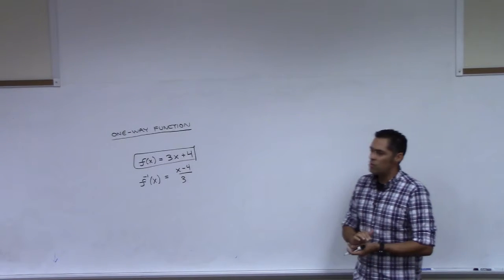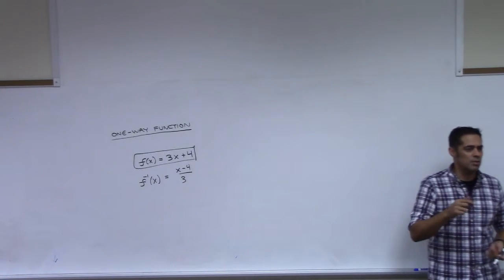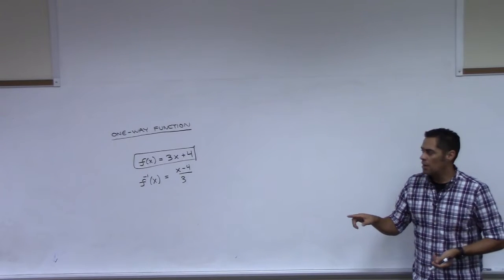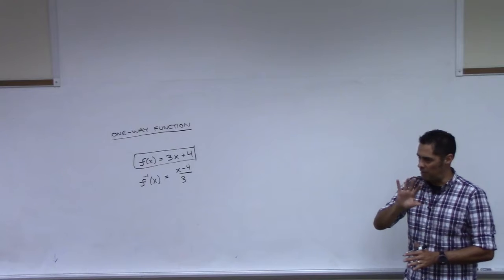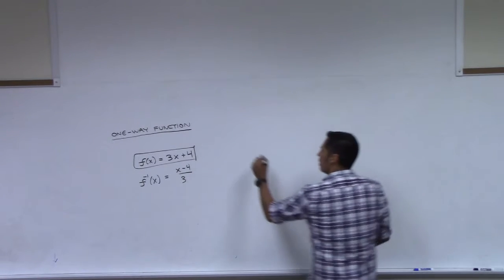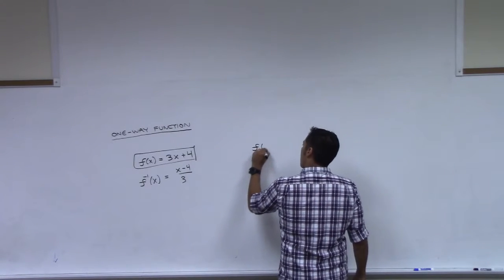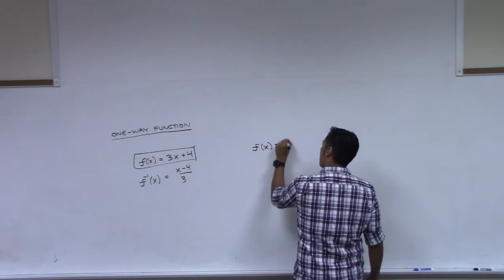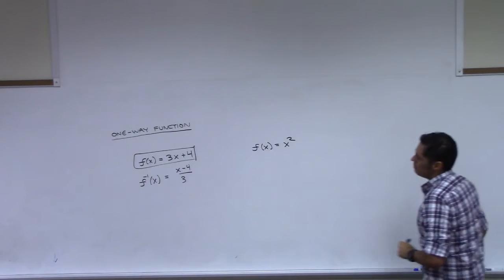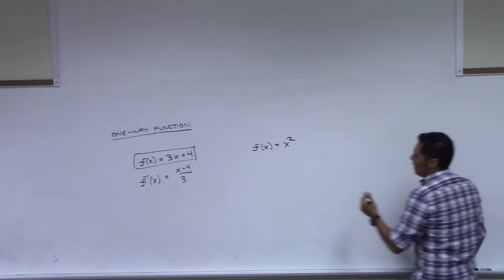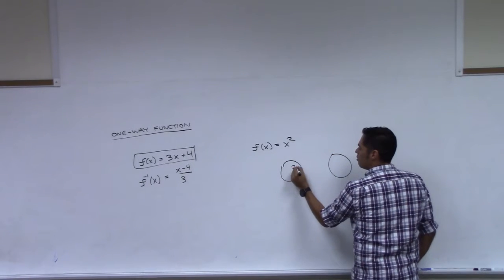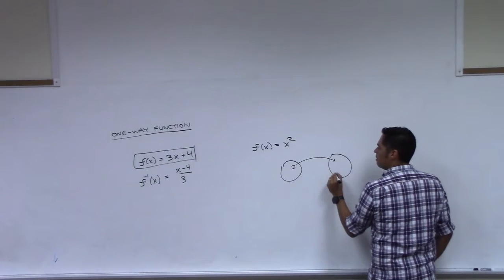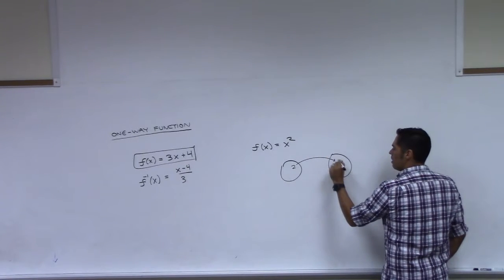A one-way function is a function where you can go in one direction, but you can't go backwards. Let me give you an example of something that's kind of like a one-way function. Not exactly, but kind of. Here's something: f of x equals x squared. If I were to take the number 2 and plug it in here, 2 goes in and it comes out to 4.